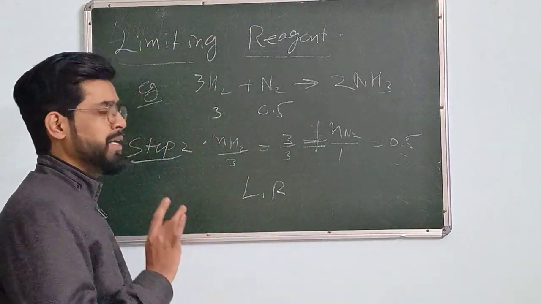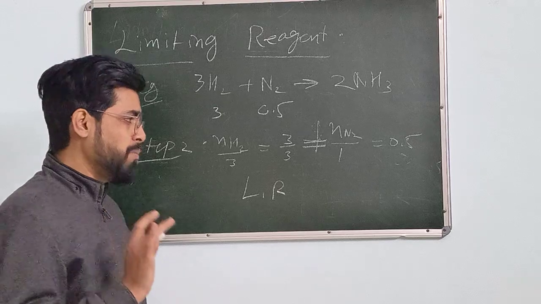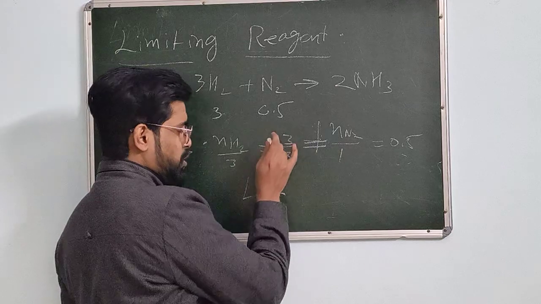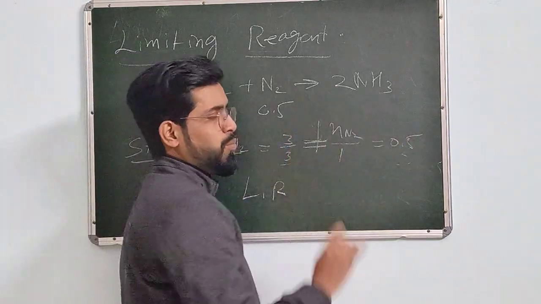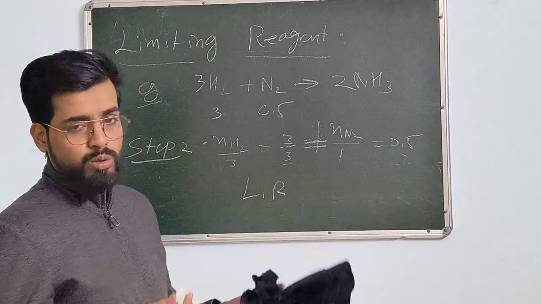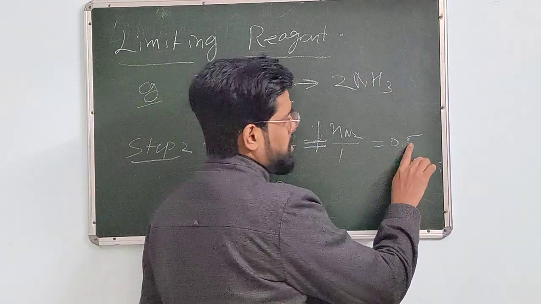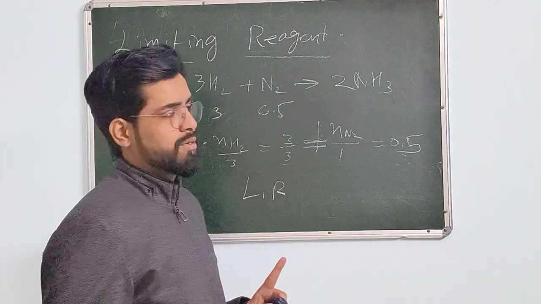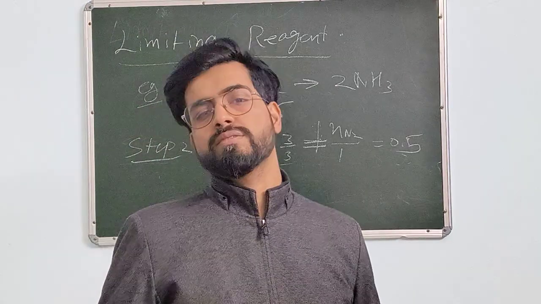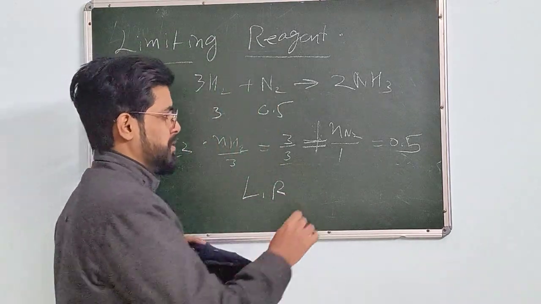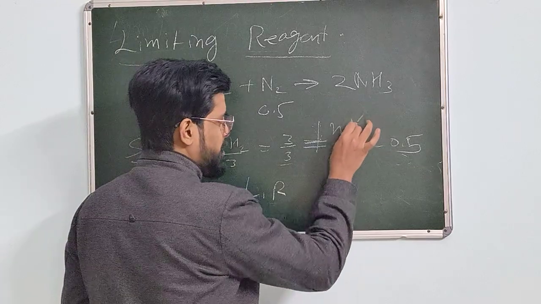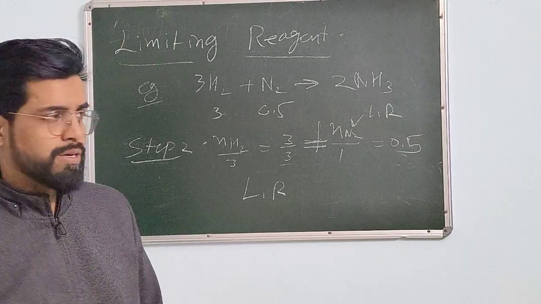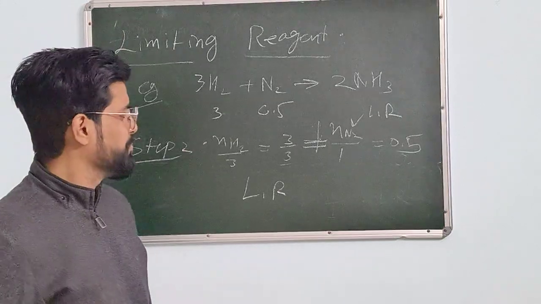So the one in lesser amount, we got one ratio from this side and 0.5 ratio from this side. The one having the lesser ratio is the limiting reagent. The ratio of the limiting reagent is always lesser. So we can say that N2 is the limiting reagent. I hope this point is clear to you.